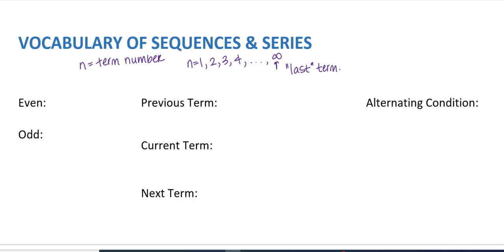look like. There are also situations where you might want to start at n equals 0 because that would be the term before the n equals 1. And we'll talk about that and see that in some of these examples.